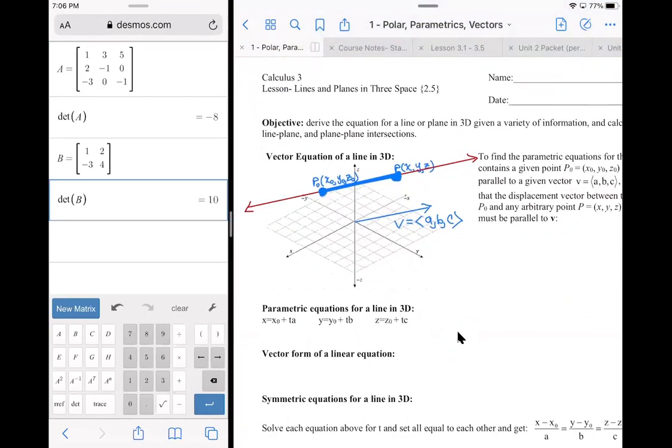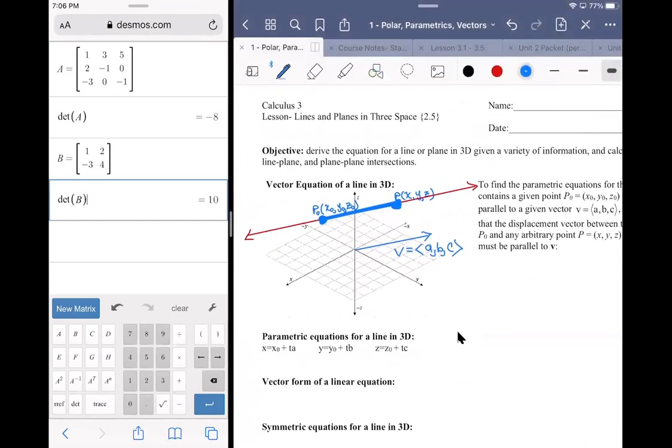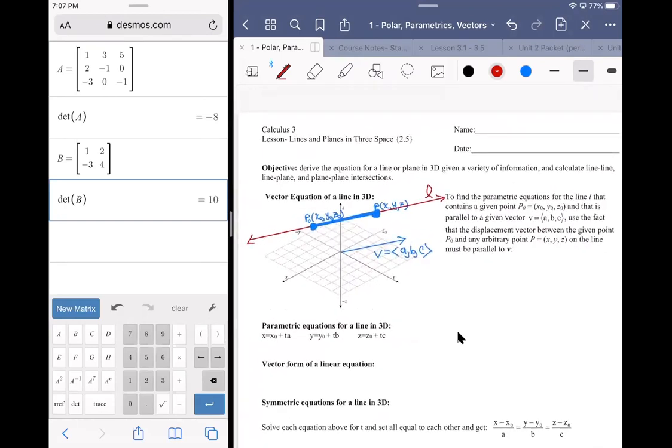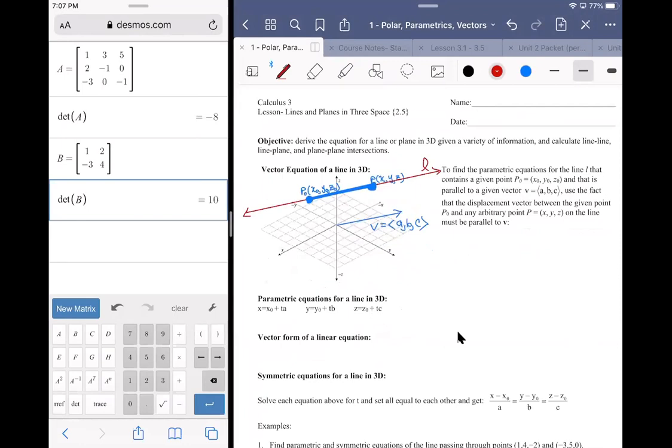So that red line that we'll call L, that's what we're looking to find the equation of. And we're going to invent a process here, because you already have the formulas. Formulas are right below: parametric equations for a line in 3D. You can see they have a linear kind of component to them. So we're looking at the displacement vector between P sub O and P. That's going to be parallel to vector V.